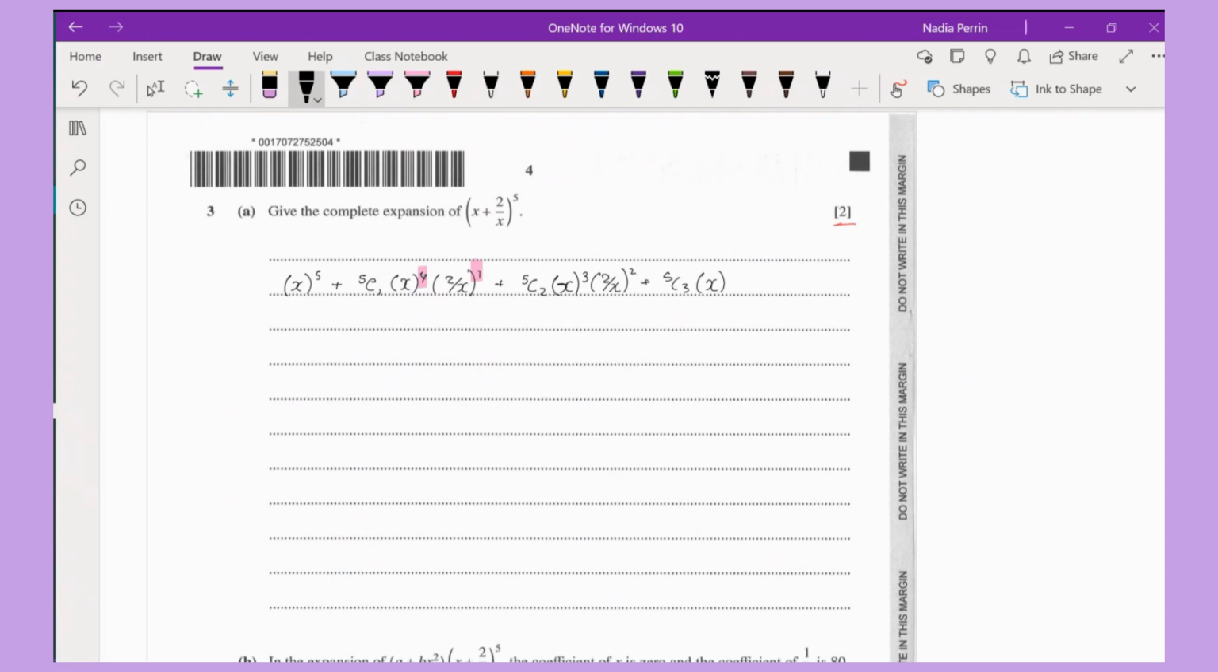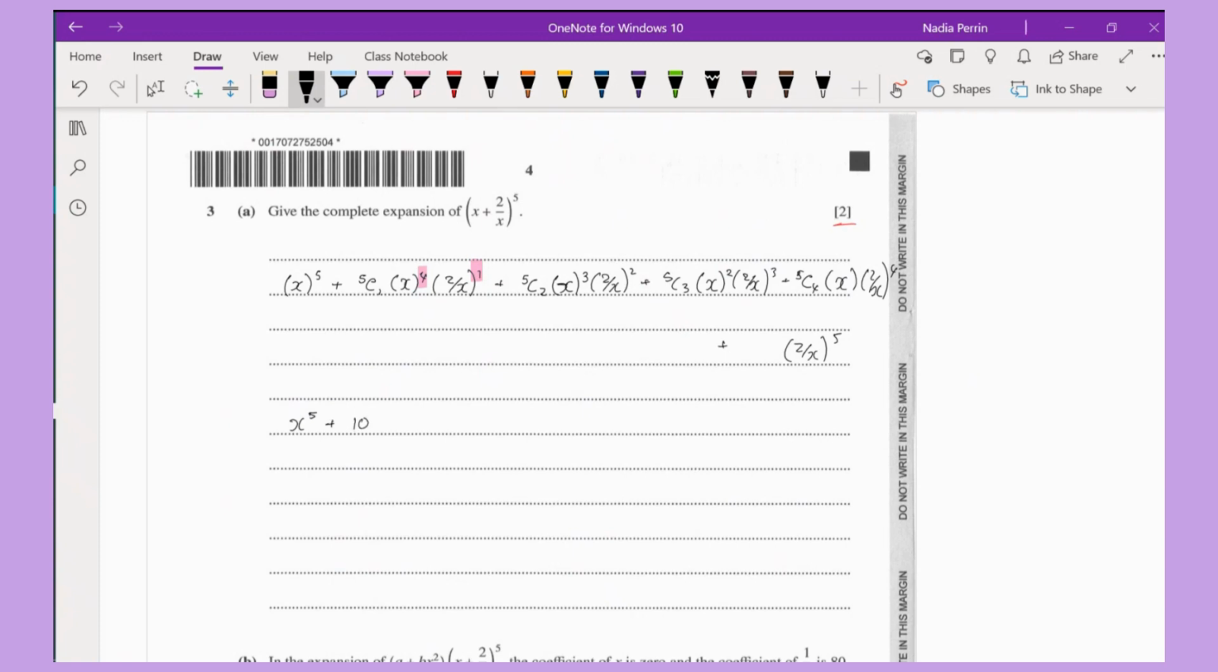5c3. 5c4, I'm going to run out of room. The last one, I mean, you can put 5c5, it's just 1. X to the power of 0, again, you could put that, it's just 1. It's really just 2x to the power of 5, so you don't even really need that bit there. So just simplifying that, you're going to end up with x to the power of 5 for that first term.